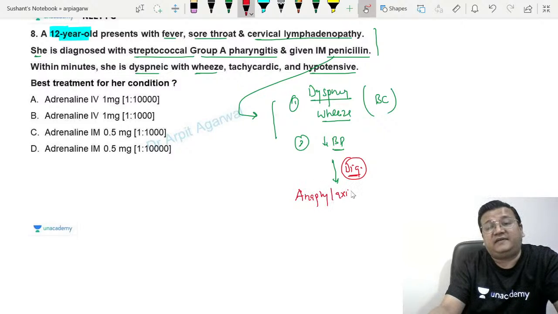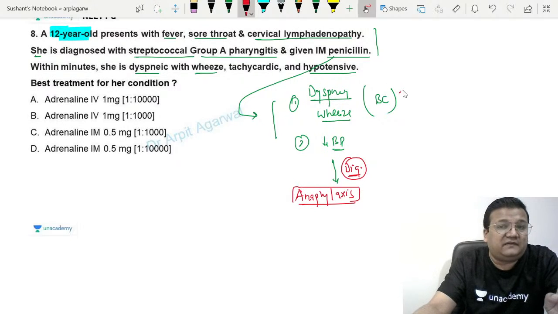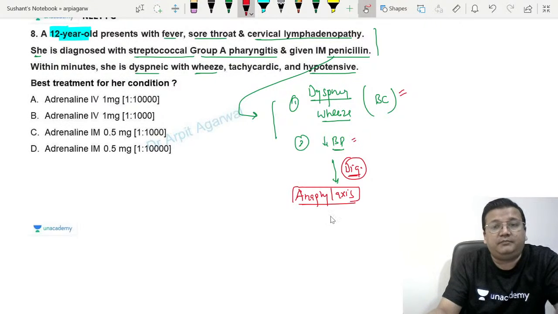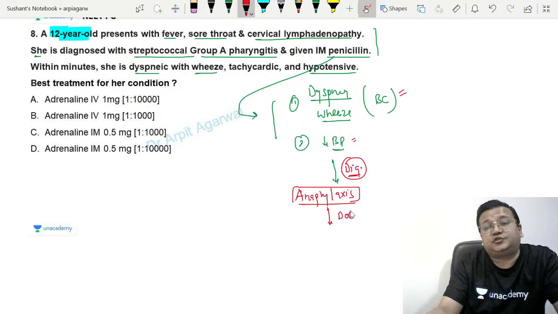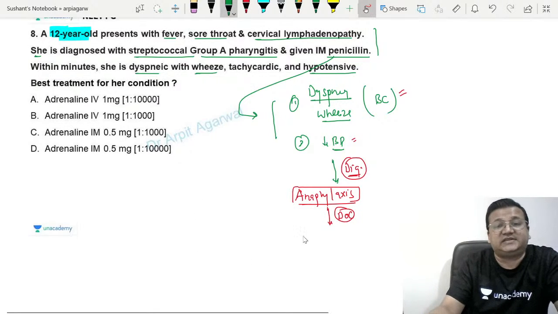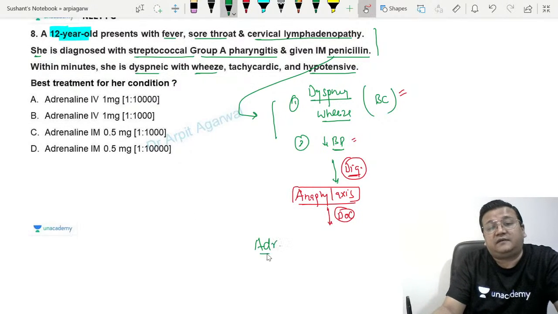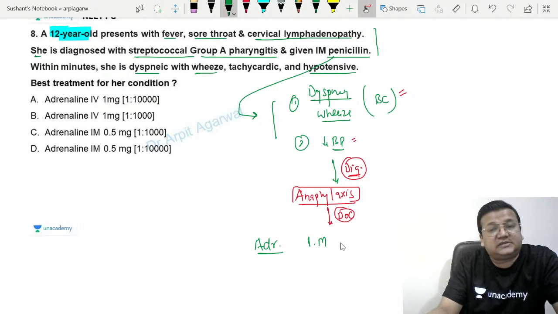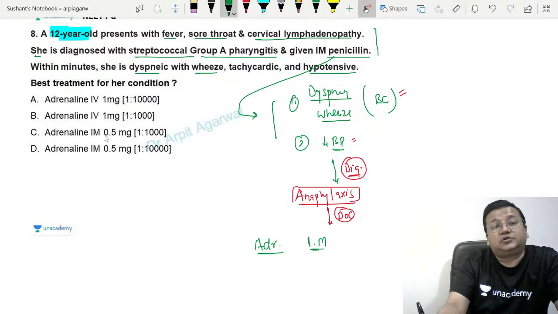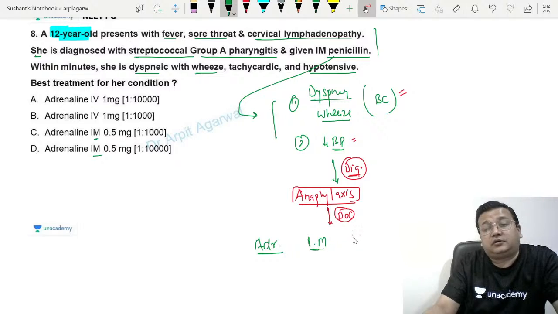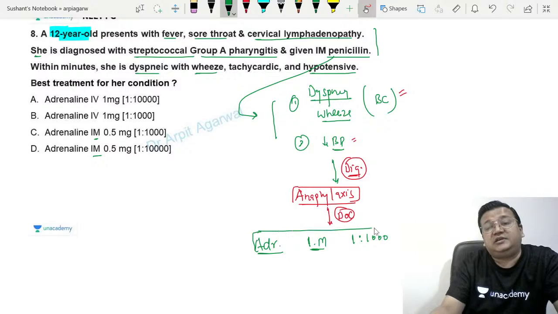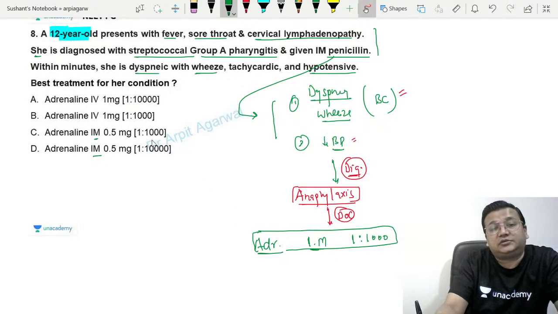This is anaphylaxis. She has developed anaphylaxis. So number one, whenever there is an anaphylaxis question, the examiner will give bronchoconstriction and fall in BP. Drug of choice for anaphylaxis: adrenaline is the drug of choice. Intramuscular is the preferred route, so IM is what we are looking at, and the concentration is 1:1000. Option number C.